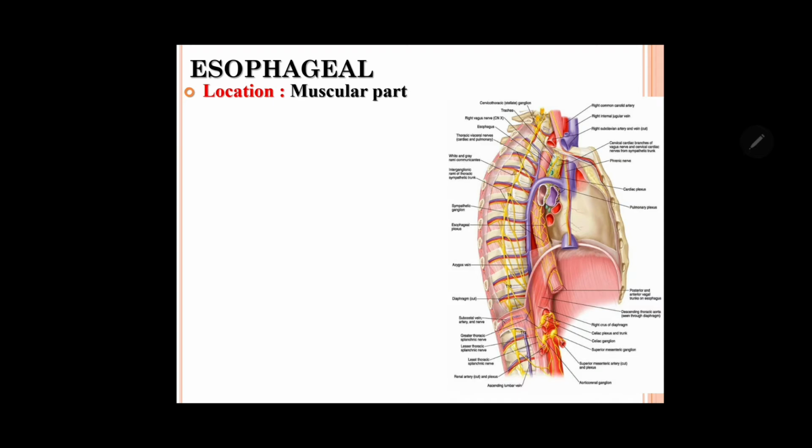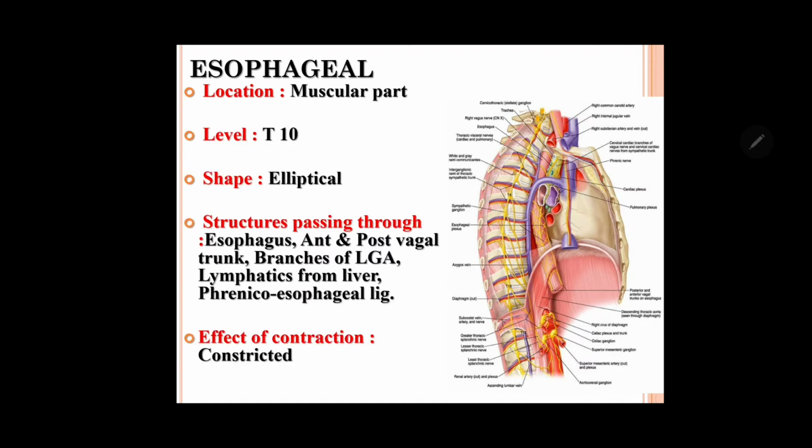Next, coming to the esophageal opening, it is located in the muscular part that you can notice here. It is located in the muscular part of the diaphragm at the level of T10. Shape is roughly elliptical. Structures passing through it are the esophagus itself, anterior and posterior vagal trunk, esophageal branch of the left gastric artery, lymphatics from the liver, and phrenicoesophageal ligament. And the effect of the diaphragm contraction, it will constrict. So during respiration, it prevents the regurgitation of food from the stomach to the esophagus and prevents aspiration.